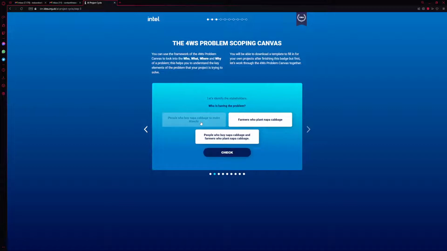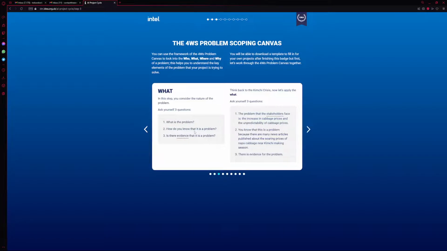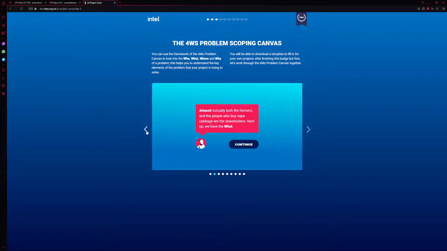So if we go ahead, the people who buy it, they're all going to be, oh no, sorry, the farmers. That's what I meant to say. I meant to say the farmers, but anyway.